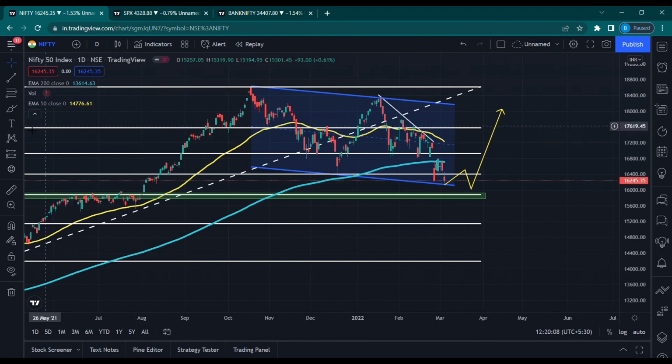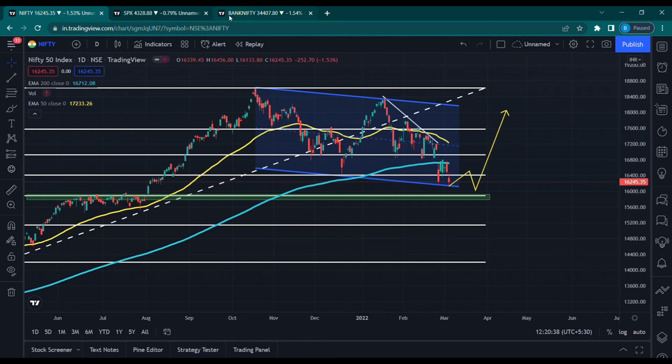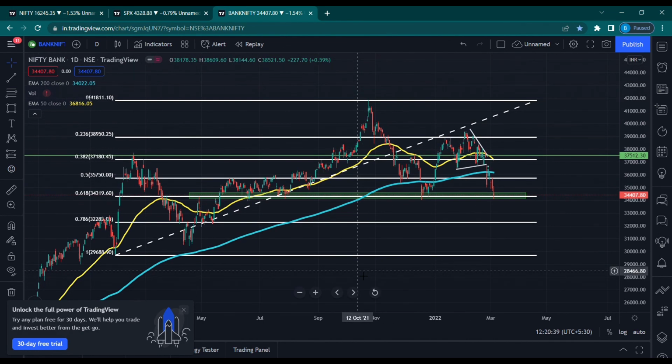So if in any case we see a breakdown from this parallel channel, then we can see a faster move on the downside. That will not be good for Nifty in the short term. For those who are interested in trading futures, they can plan out their trades accordingly. Just wait for how the price action forms for the next 1 to 2 weeks, after which we can enter into the trades. So let's switch to Bank Nifty and analyze how the price action is turning out, right?